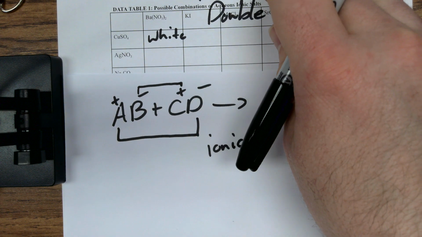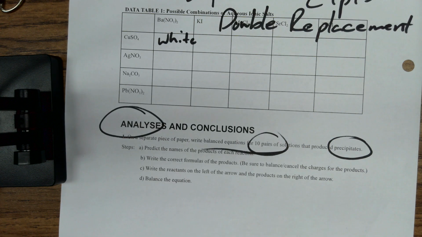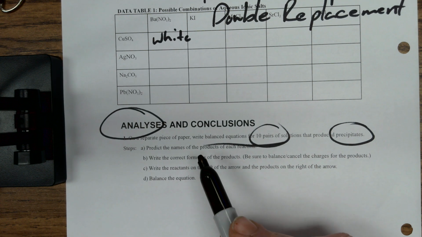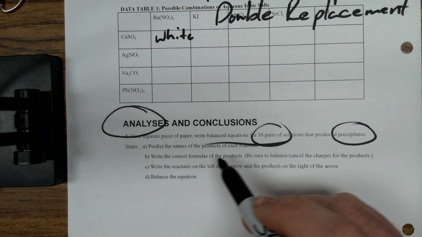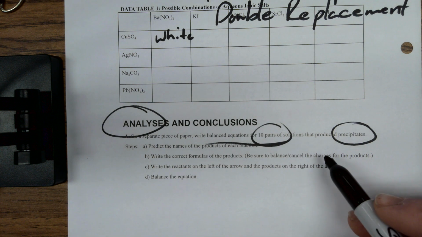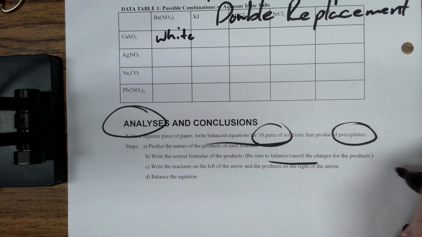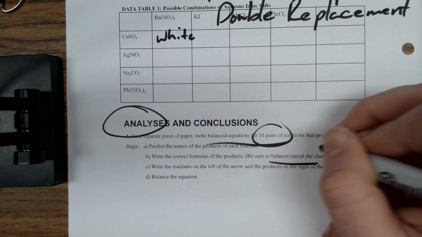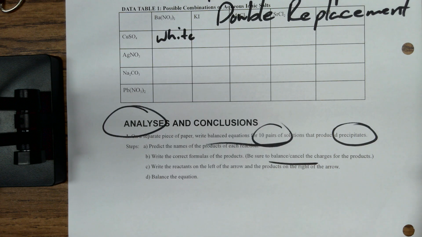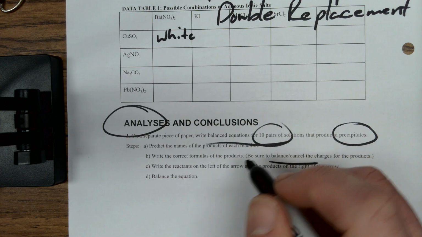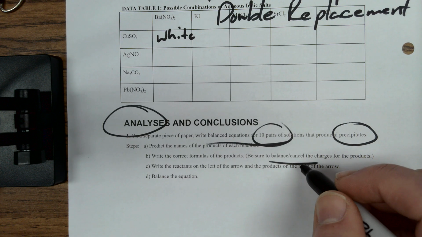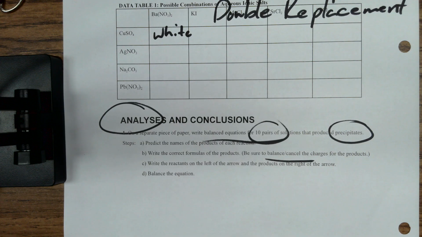And the best part about it is that my table gives me all the reactants. So let's take a look at what I have to do. Number one, I have to predict the names of the products of each reaction. I need to write the correct formula for my products. Be sure to balance and cancel out. This is a big one. Those charges, because we're talking about ionic compounds, right? Ionic compounds come with charges. We need to rewrite our equation. Reactants on the left of the arrow, products on the right. Then we have to balance it. Let's walk through one together so we know what I'm talking about. We may have time to get through two of them.